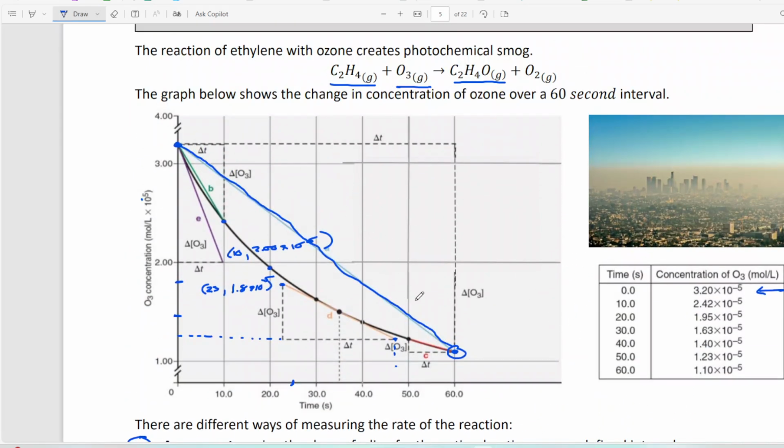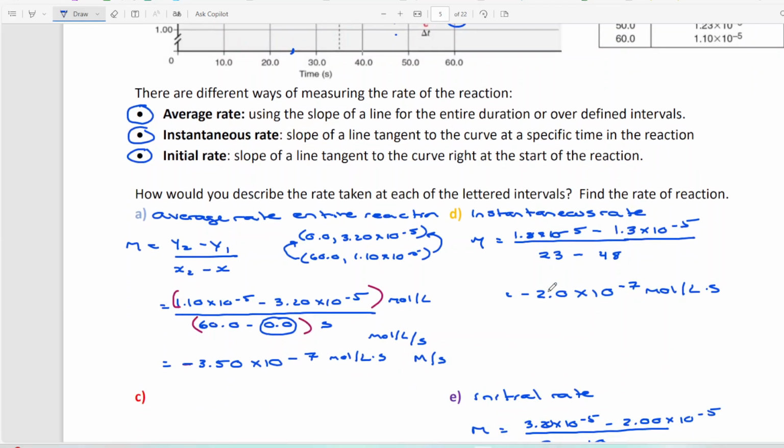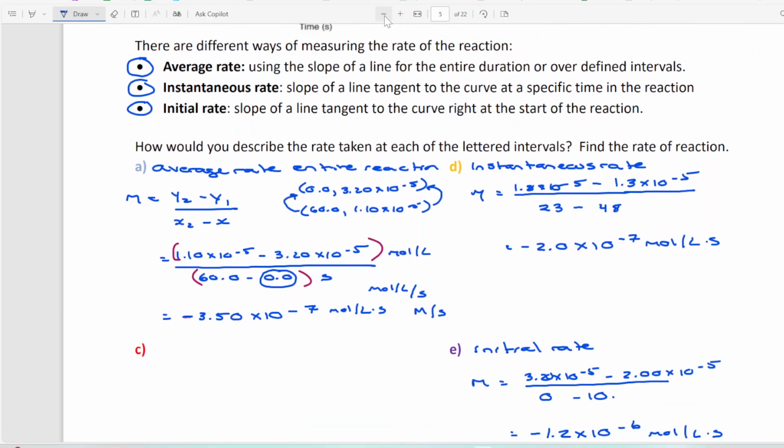So C is down here, and I want you to pause the video and think about this. Is C showing an average rate over a defined interval, an instantaneous rate, so the slope of a line tangent to a curve at a specific time, or an initial rate, so the slope of a line tangent to the curve right at the start? So hopefully you know that this is going to be average rate.